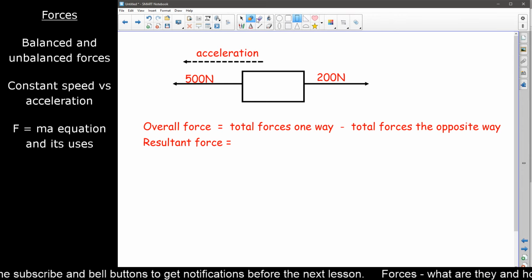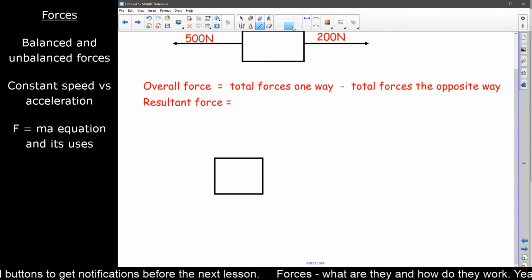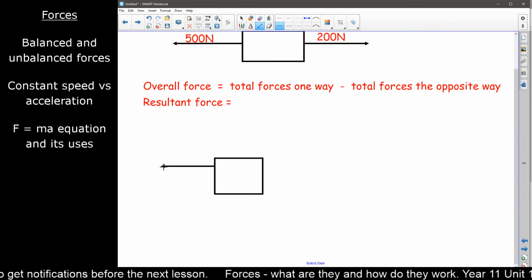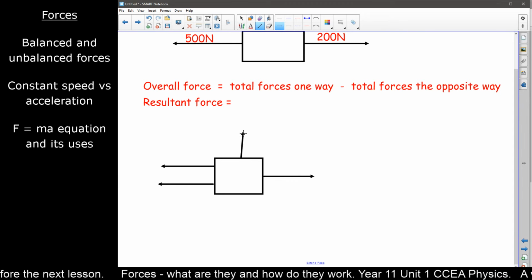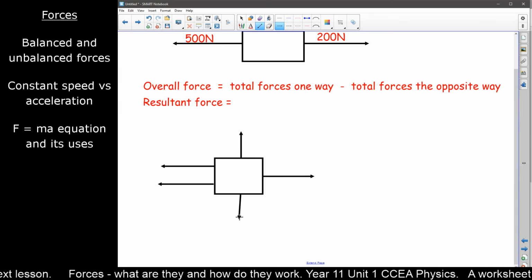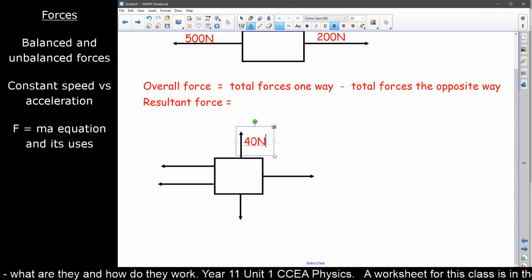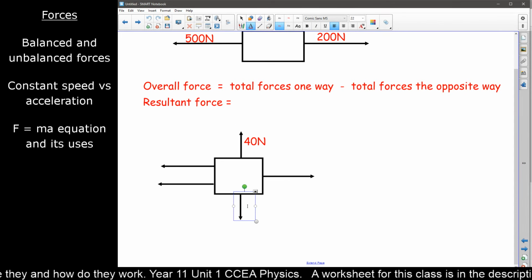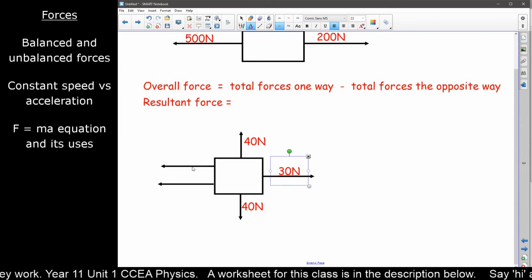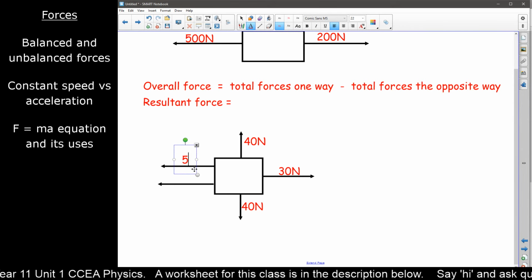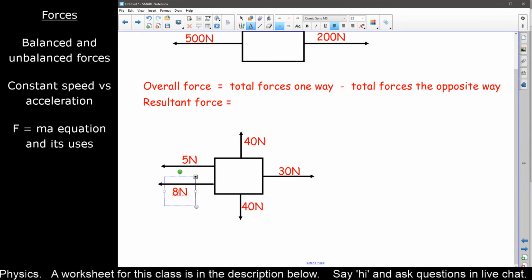There are a couple of slightly more complicated versions of this, but it doesn't get much more complicated. Sometimes you have multiple forces acting, so maybe you've got a force there, and then a force this way. And let's try one up this way and one down this way. Let's whack some numbers in here. Let's put 40 newtons up this way, make this one 40 newtons as well, and we'll change that later to see what happens. 30 newtons this way, 5 newtons this way, and 8 newtons this way.